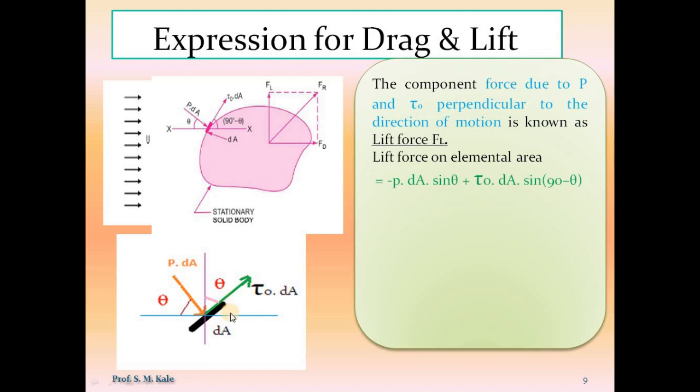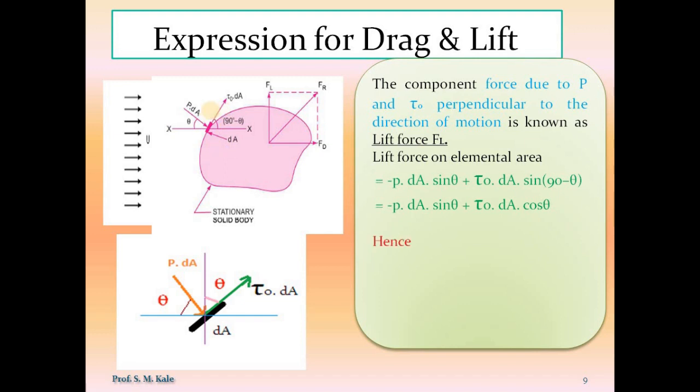Here I am considering this 90 minus theta. So the vertical component will be tau 0 dA sin (90 minus theta), acting in the vertically upward direction. I am considering the vertically upward direction as positive and the vertically downward direction as negative. So the lift force on the elemental area will be equal to minus P dA sin theta plus tau 0 dA sin (90 minus theta). Sin (90 minus theta) is cos theta, so it is equal to minus P dA sin theta plus tau 0 dA cos theta. This is nothing but the lift force acting on a single elemental area dA.